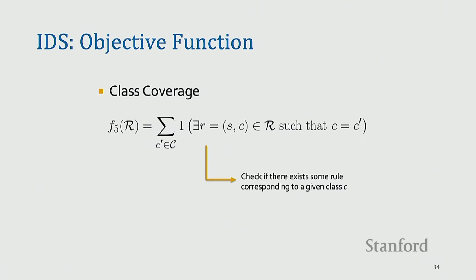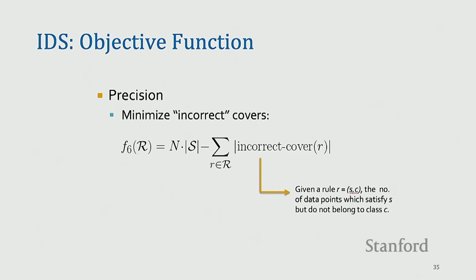The next one is class coverage, where you check that there is at least some rule corresponding to any given class C. Minority classes, for example, in the kinds of data sets we are looking at, like healthcare data sets with some rare cancers, are present in such a tiny number of samples that classifiers might often just ignore them because it doesn't matter to their overall accuracy. But here we are forcing that to happen, and we want every class to be represented in some rule. And then, of course, there is the precision piece, where you're trying to minimize incorrect covers.